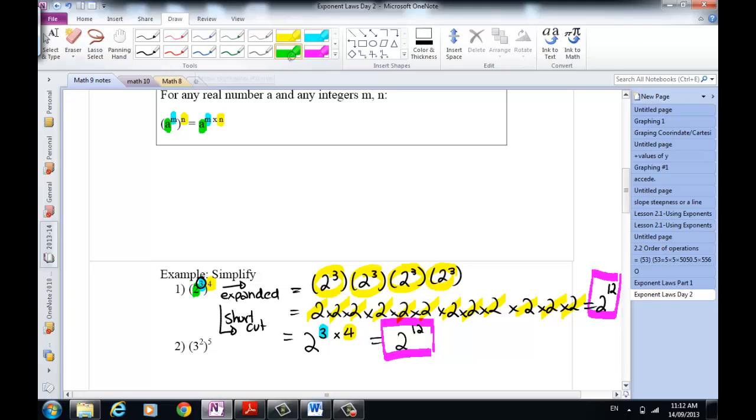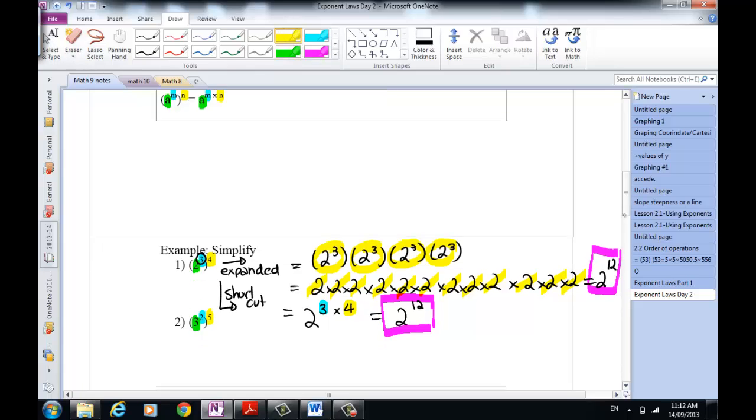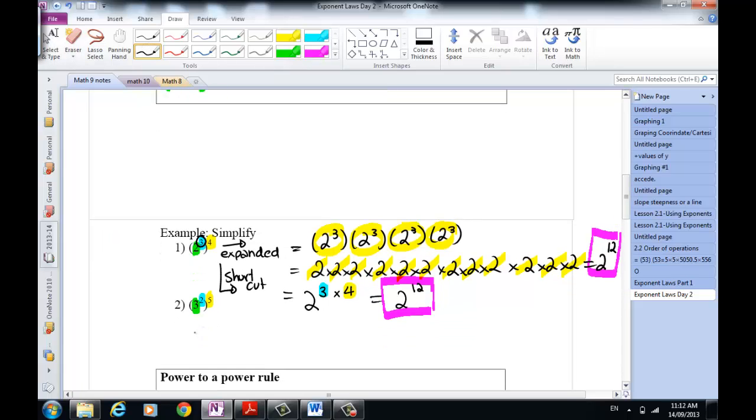Okay, so let's do the same thing for the next one. Let's just do the shortcut. So we've got the base is 3, and 3 to the power of 2, and it's all to the power of 5. So all I have to do with my shortcut is write 3 as the base to the exponent 2 multiplied by 5, which is equal to 3 to the 10. Nice and easy. You just have to remember the rule.